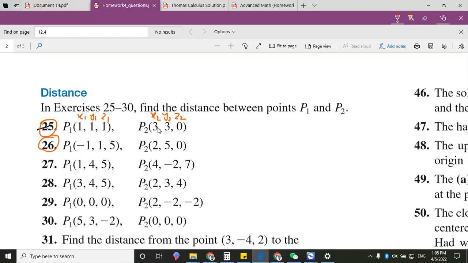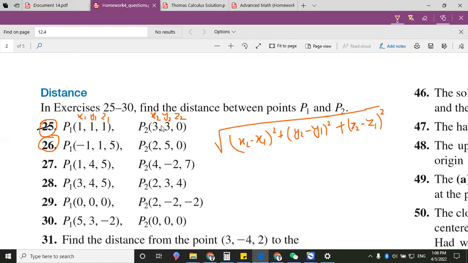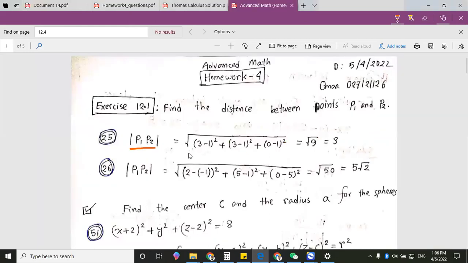So the formula is root over x2 minus x1 whole square, plus y2 minus y1 whole square, plus z2 minus z1 whole square, okay, this way. So that means 3 minus 1 whole square plus 3 minus 1 whole square plus 0 minus 1 whole square. You see I have written it here. So this is root over 9, that means the answer is 3.